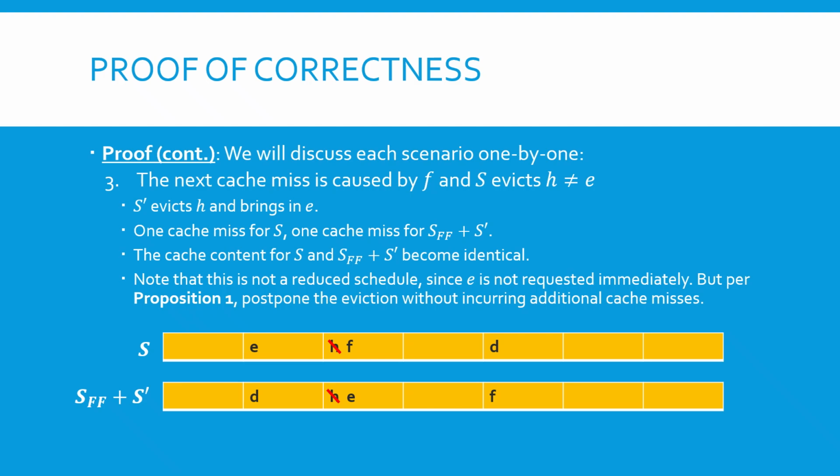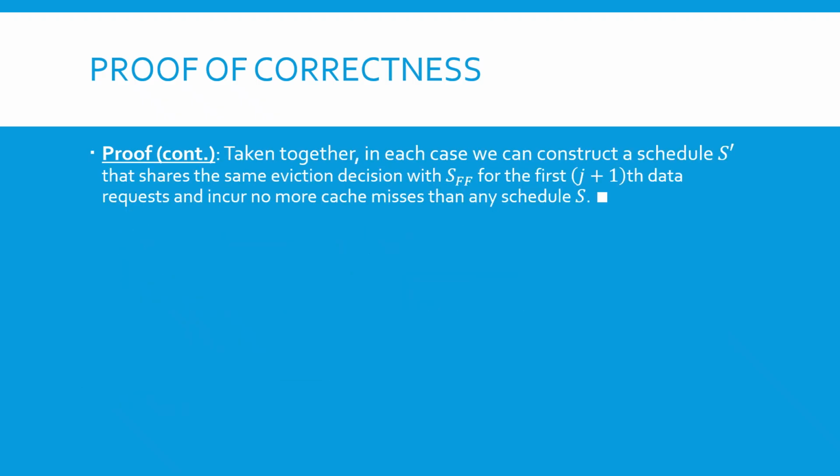Note that this step makes S prime temporarily non-reduced, because it changes the cache content even though the request to F was a cache hit. However, by proposition 1, we can convert any non-reduced schedule into an equivalent reduced schedule without increasing the number of cache misses. So we can replace S prime with its reduced form and preserve the same cache miss count. Putting these cases together proves proposition 2.